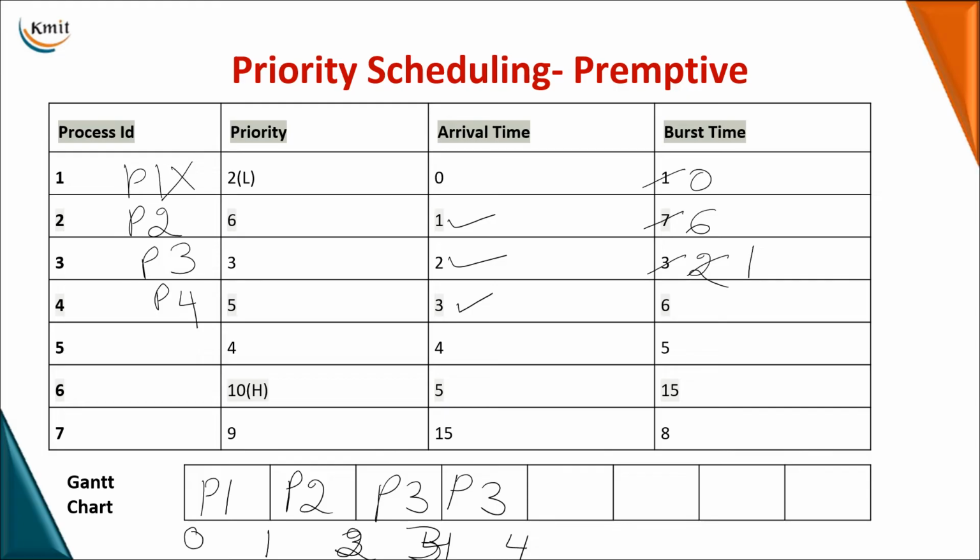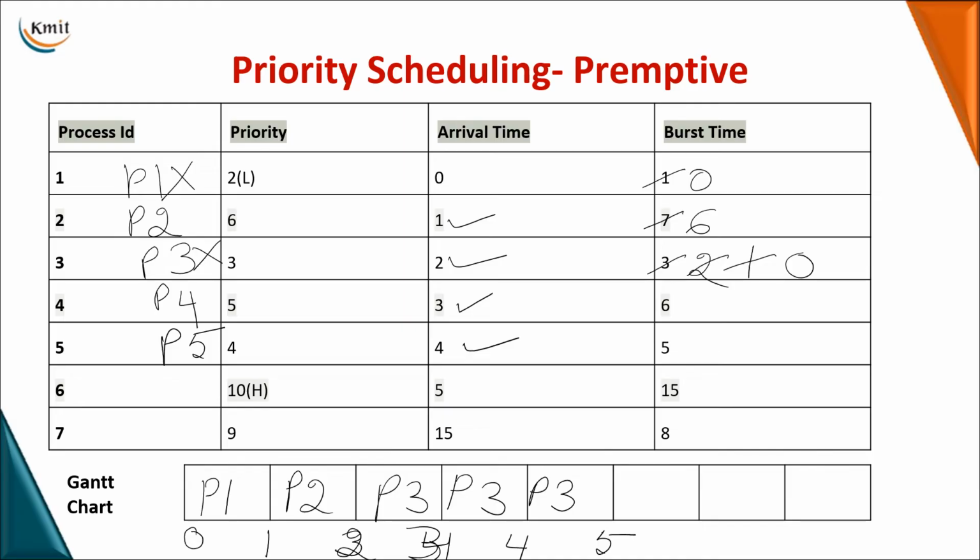Now you are at the 4th millisecond, and which process is present in your ready queue? You have P5 at the 4th millisecond. Check 3, 5, 4. Again the chance will be given to P3. So P3 can execute for 1 more millisecond, which is nothing but 5. And the burst time of it would become 0, meaning that it has completed its execution.